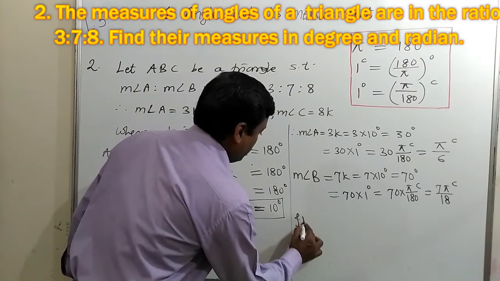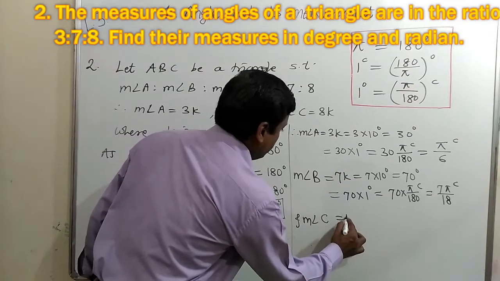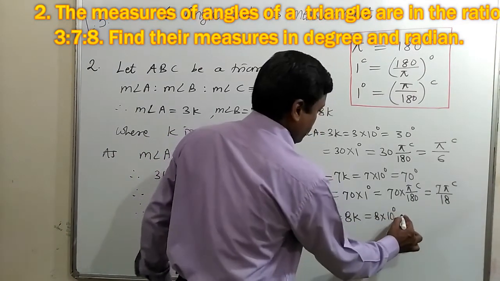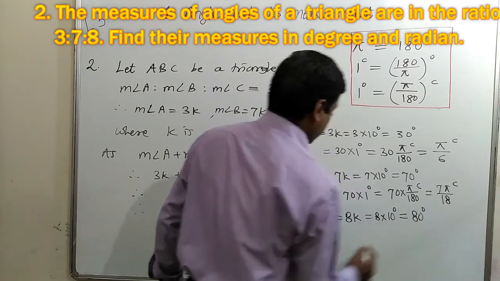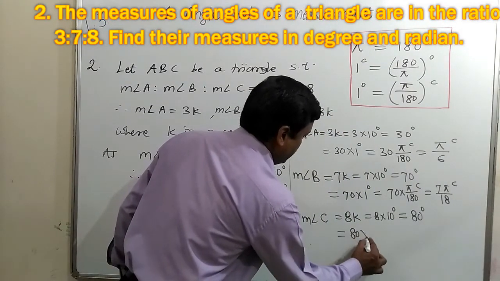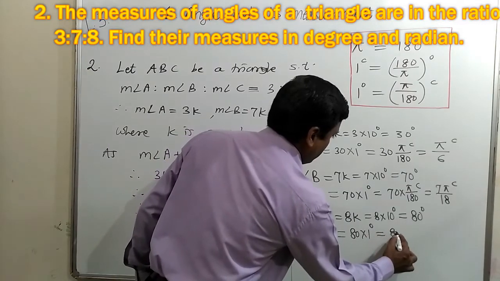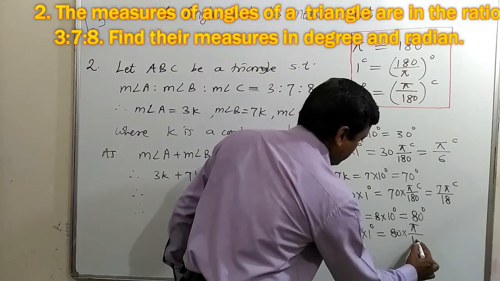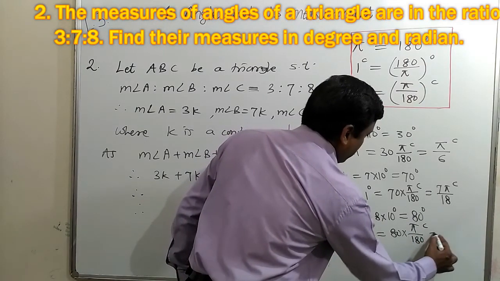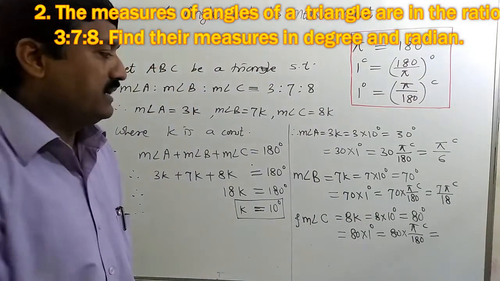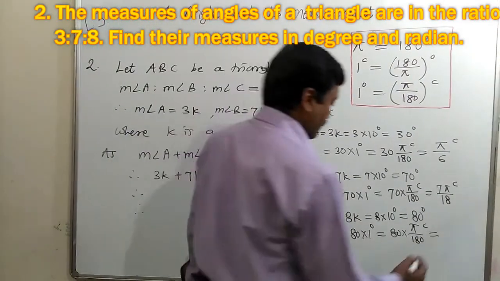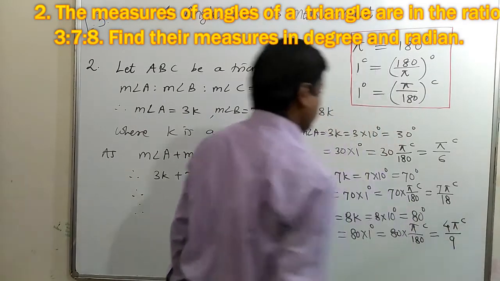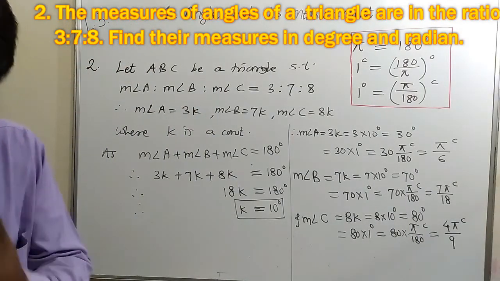And measure of angle C is equal to 8K, so it is equal to 8 into 10, that is equal to 80 degree, and it is equal to 80 into 1 degree, that is equal to pi by 180 radian, and cancelling 0, 8 by 18 is nothing but 4 by 9. So we get 4 pi by 9 radian. So these are three angles.